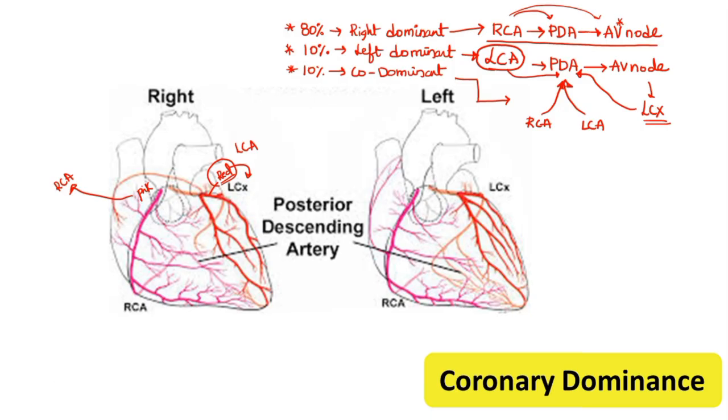In the image, that is what is shown here. See, this is right dominant. The pink color is actually giving rise to the posterior descending artery, but here the red colored arteries are giving rise to the posterior descending artery. Red means the left circumflex artery.